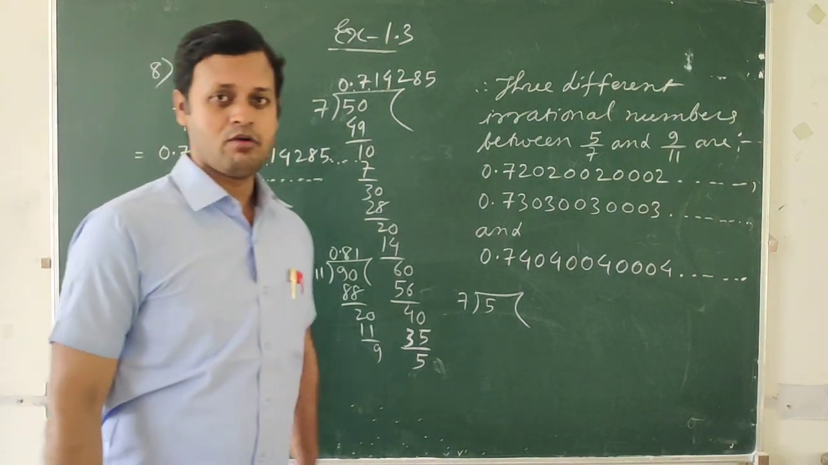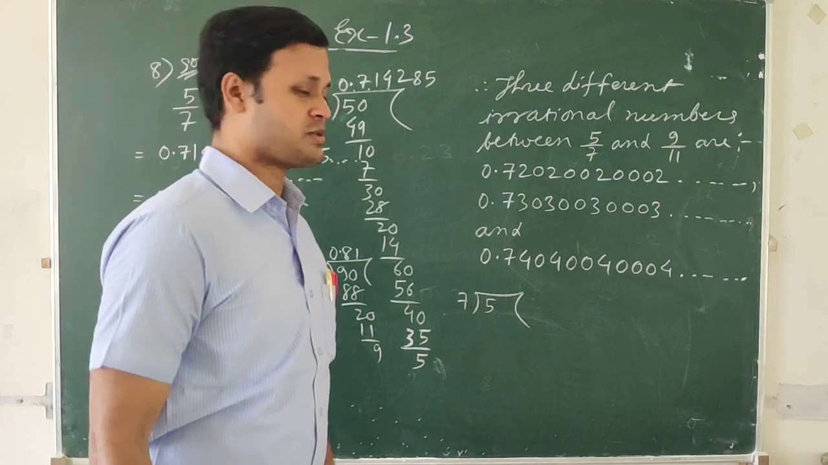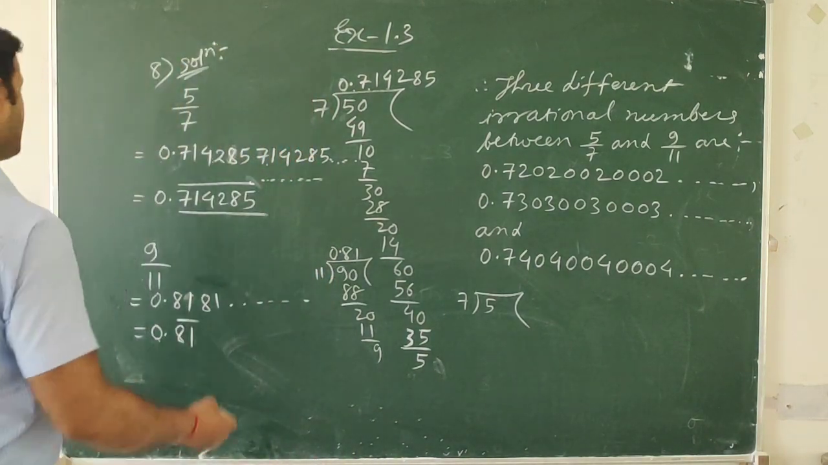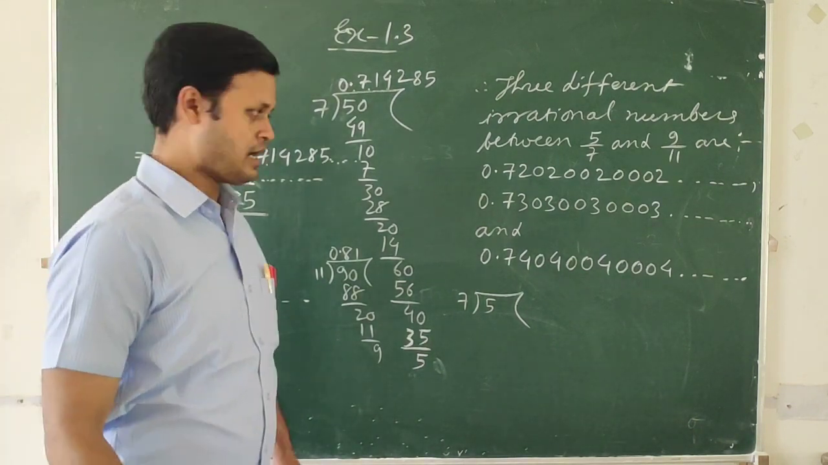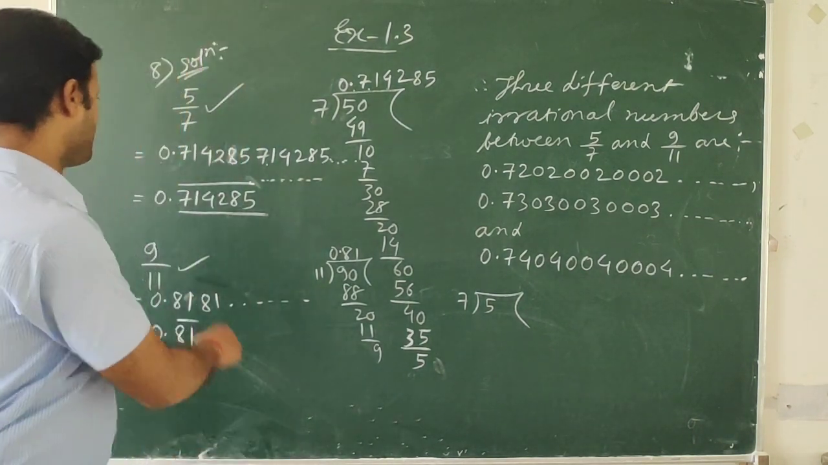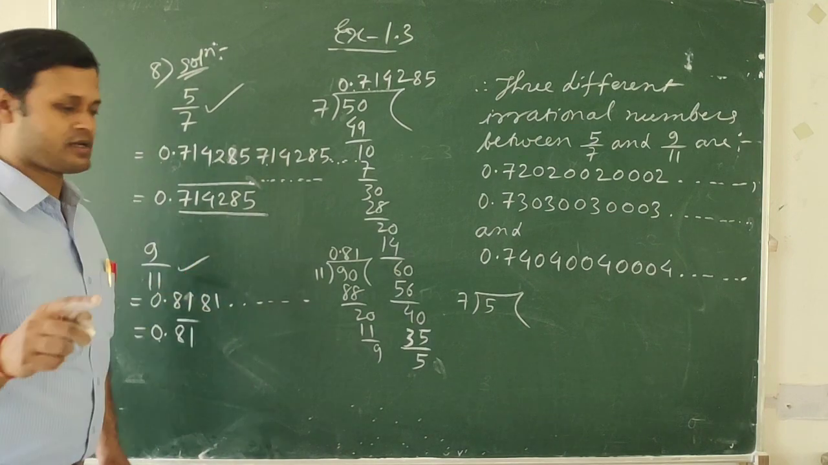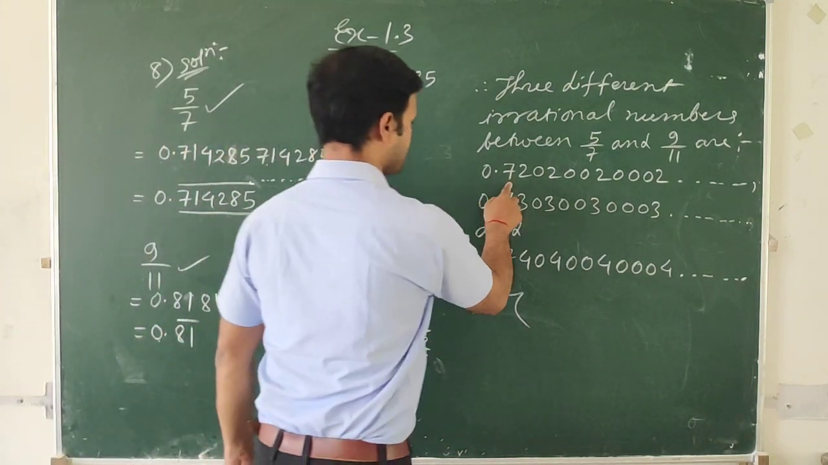Okay. So now, three different irrational numbers between 5 by 7 and 9 by 11 are, let us find out. After 0.71, the next is 72, isn't it?